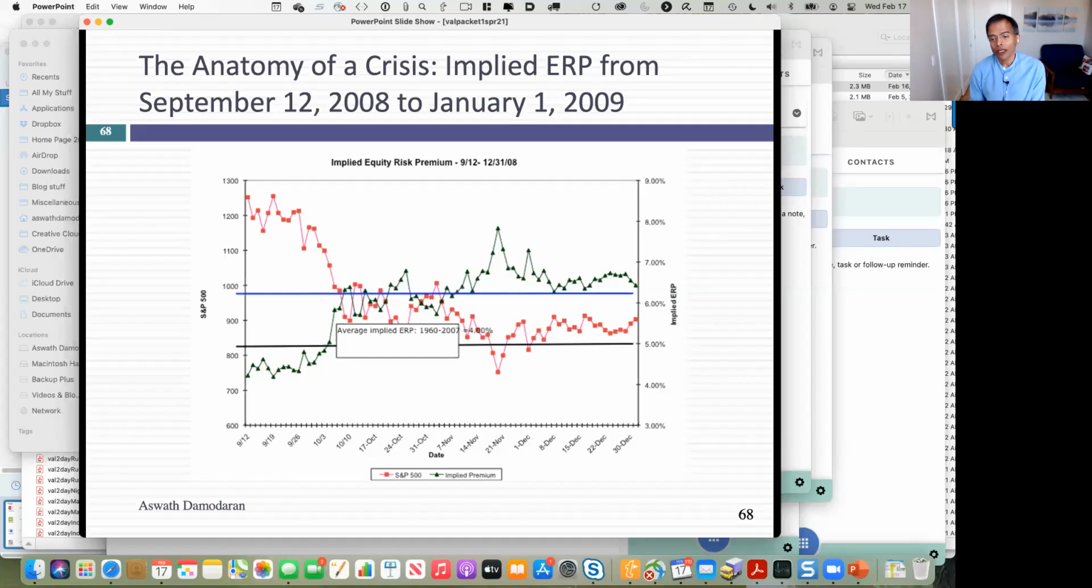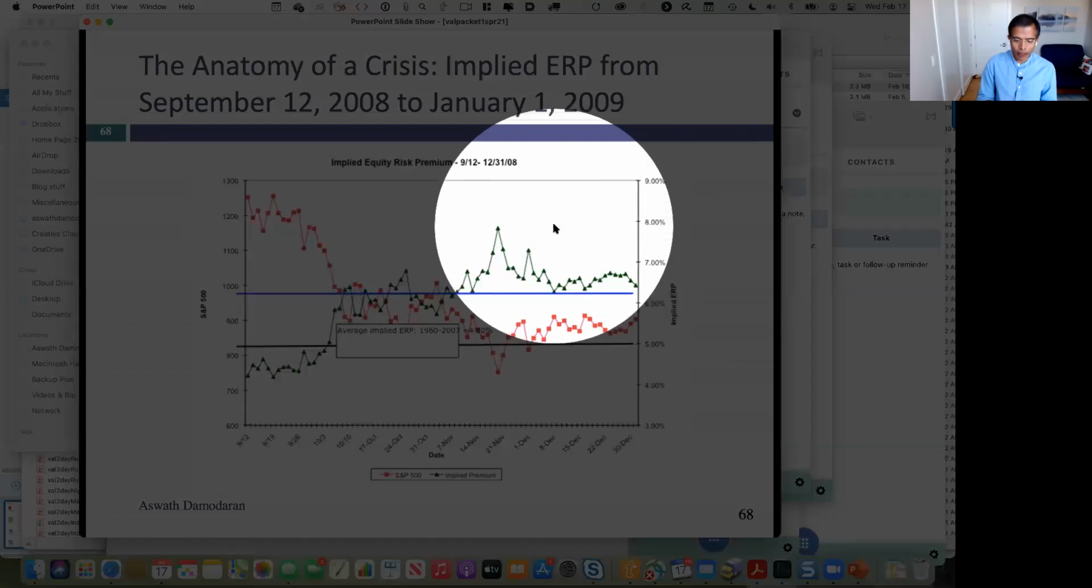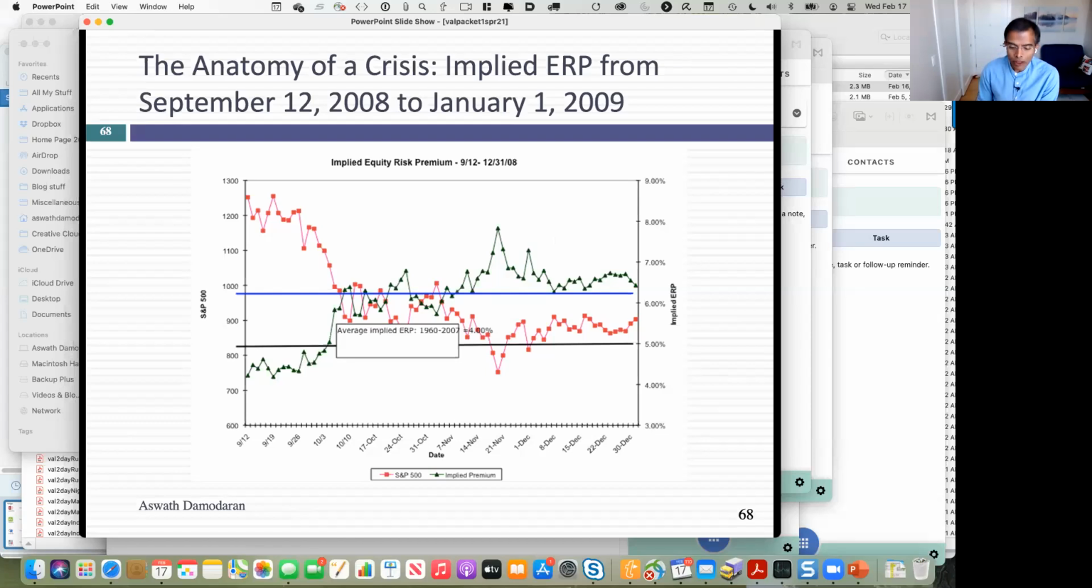How much? Take a look. On September 12th of 2008, for those of you who don't remember, that was the Friday before the Lehman collapse, the implied equity risk premium in the US was about 4.3%, 4.4. And over the course of the next 12 weeks, you can see it in the green line in this graph. Take a look at what the equity risk premium did. There was a day in November where the implied equity risk premium in the US got almost to 8%. It almost doubled in 2 months.